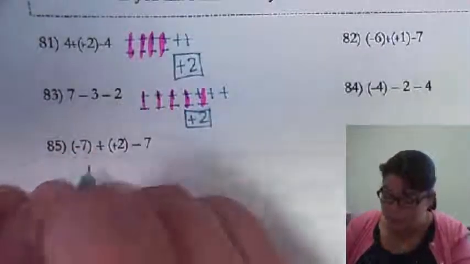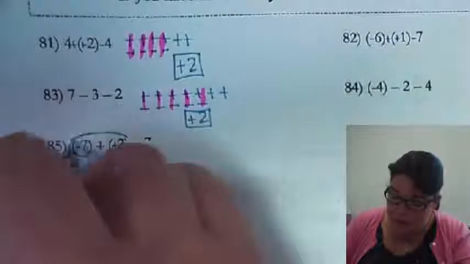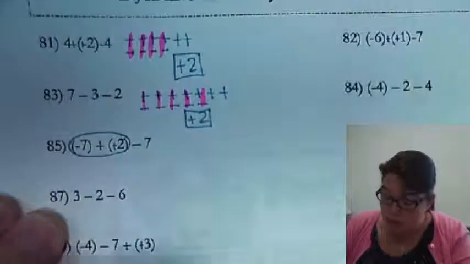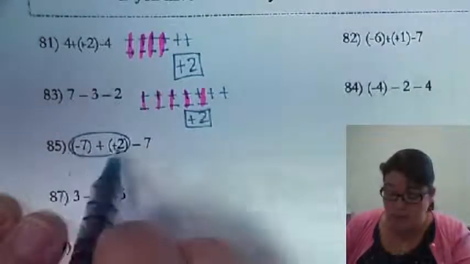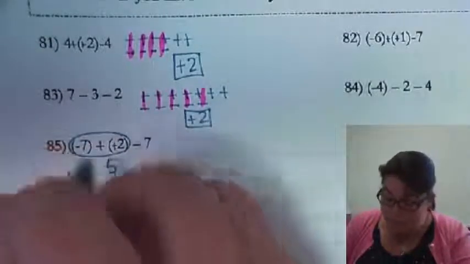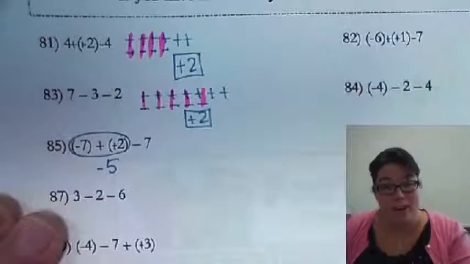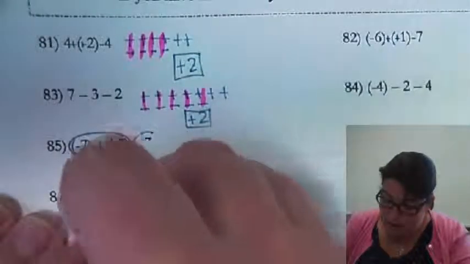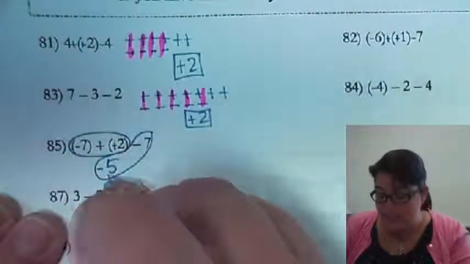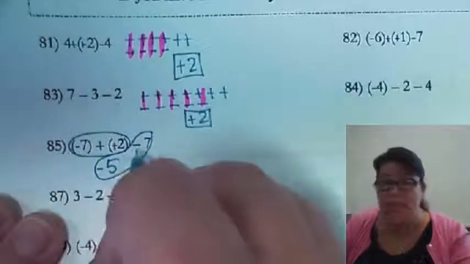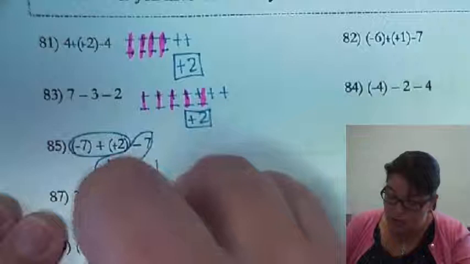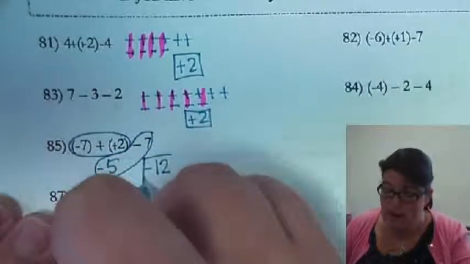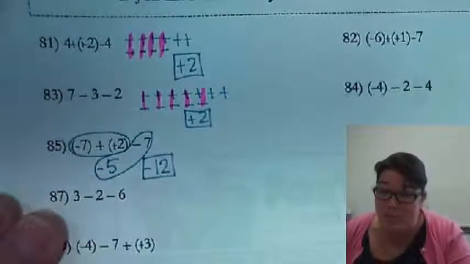So let's see. First we're going to take this pair, one pair at a time. So negative 7, positive 2, different signs, subtract. Keep the sign of the bigger one, and you're good. Now you do your second pair. 5 and 7, both of them are negative. So same signs, add and keep. 7 plus 5 is 12. Keep the negative sign, and you're done. That takes up a lot less room than the visual way.